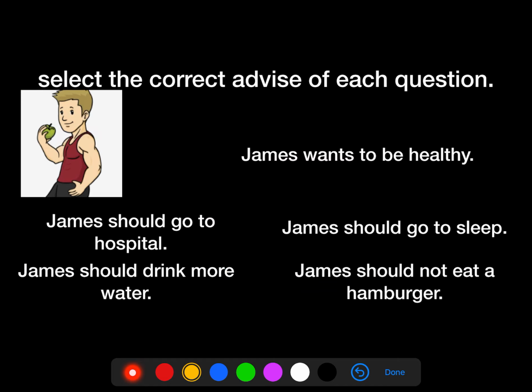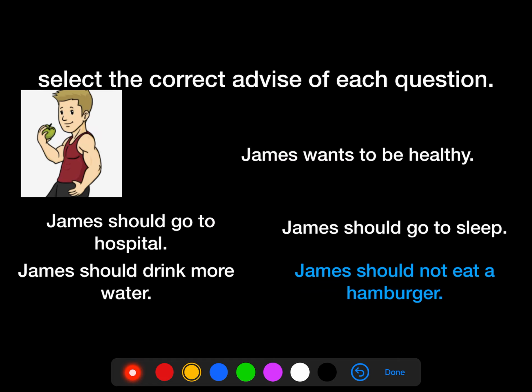James should go to hospital. James should go to sleep. James should drink more water. James should not eat a hamburger. So, he wants to be healthy. Then which would be the correct advice for James? So the answer is James should not eat a hamburger.